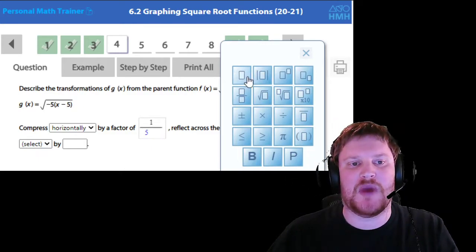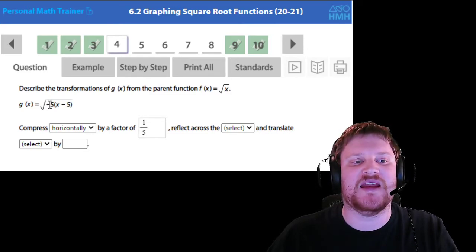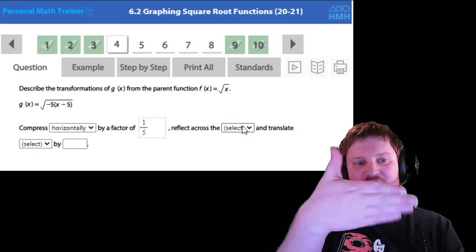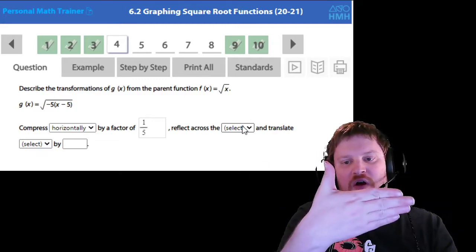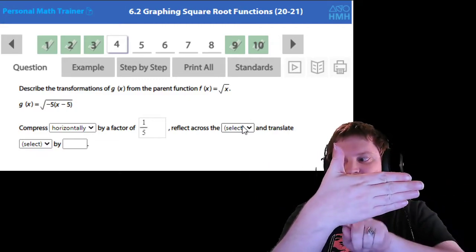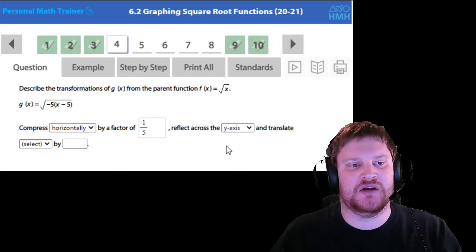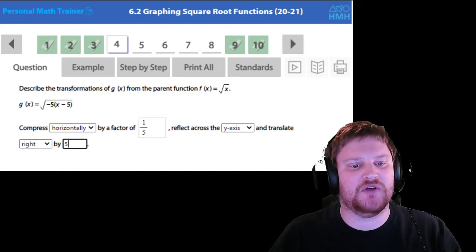Now I know you guys might be thinking, but I see negative 5. You're absolutely right, but remember that negative 5 is not part of the factor. It just tells us that we're going to reflect. And since it's on the inside, that means it's going to be a horizontal reflection. But which axis is that? The vertical axis is our y-axis. Additionally, we've got subtraction on the inside. So we're going to translate to the right by 5 units.